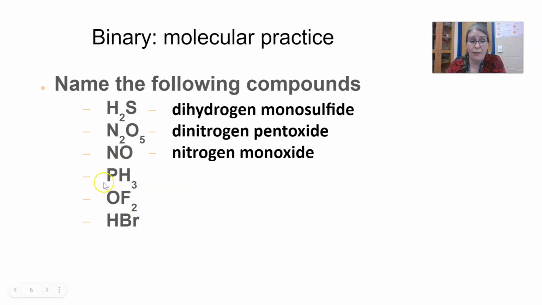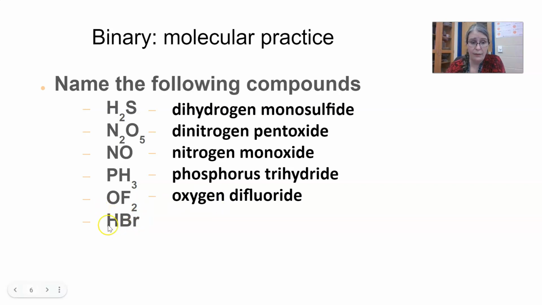Again, no prefix on a first element only, so the first word is just going to be phosphorus. 3 is tri, like a triangle, so that is phosphorus trihydride. Hydride, okay? Oxygen, no mono on the first element, so this is oxygen. 2 is di, so this is oxygen difluoride.